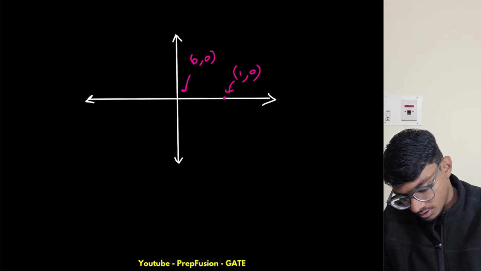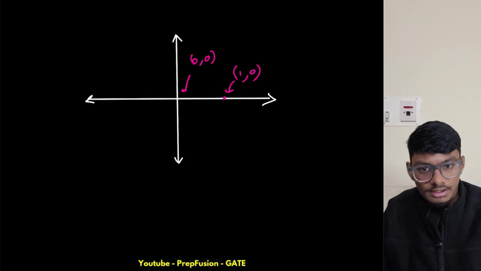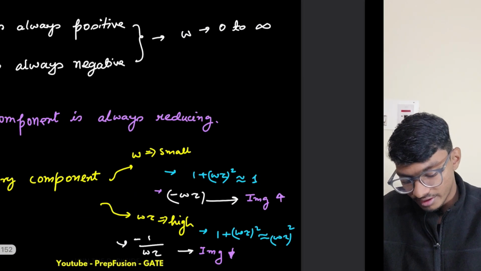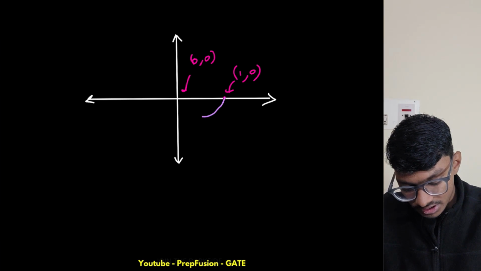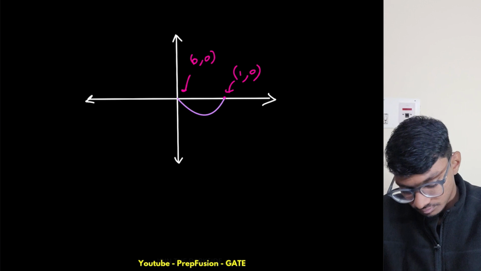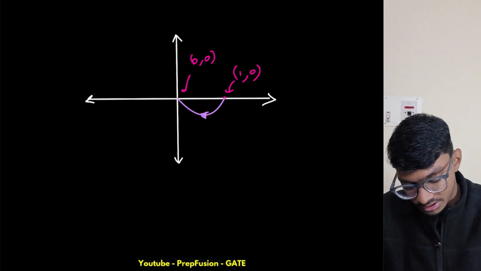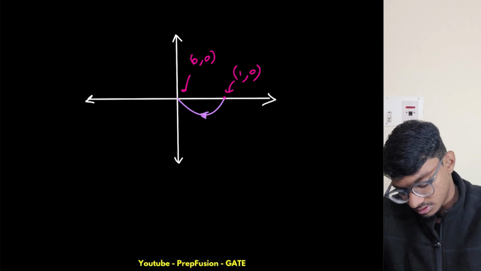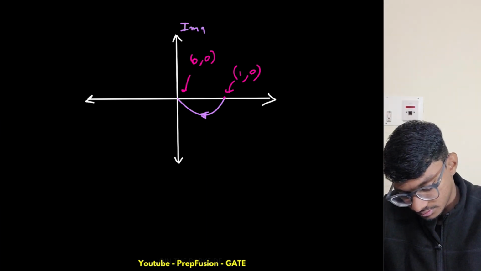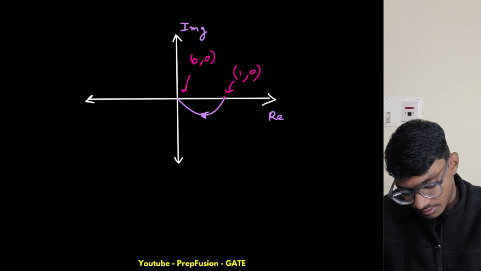So initially, for very small values of omega, my imaginary component will increase. Then for large values of omega, it will decrease again. So it will look something like this. From here also you can understand. This is imaginary and this is real.